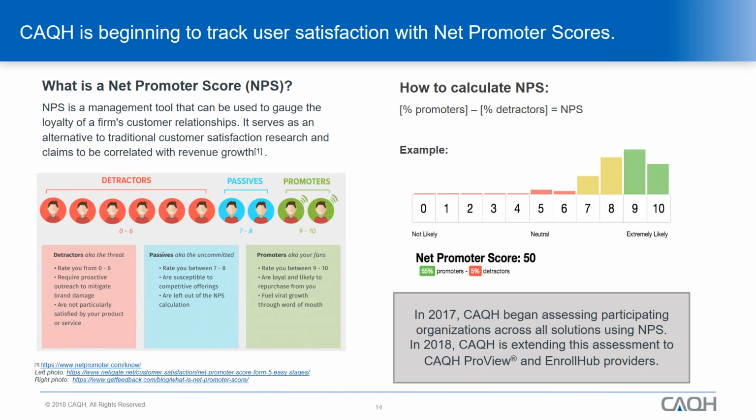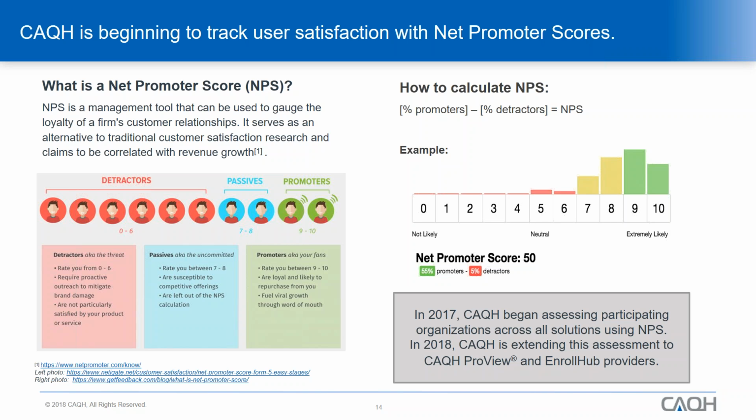So as I was talking about all these user-facing enhancements we've made, CAQH is really beginning to track user satisfaction with Net Promoter Score. For those of you who are unfamiliar with Net Promoter Score, it's a metric that's used by many industries to gauge how satisfied end users are with the product. And really, the Net Promoter Score asks a simple question: would you recommend CAQH ProView to a friend or a colleague? Answer from 1 to 10.